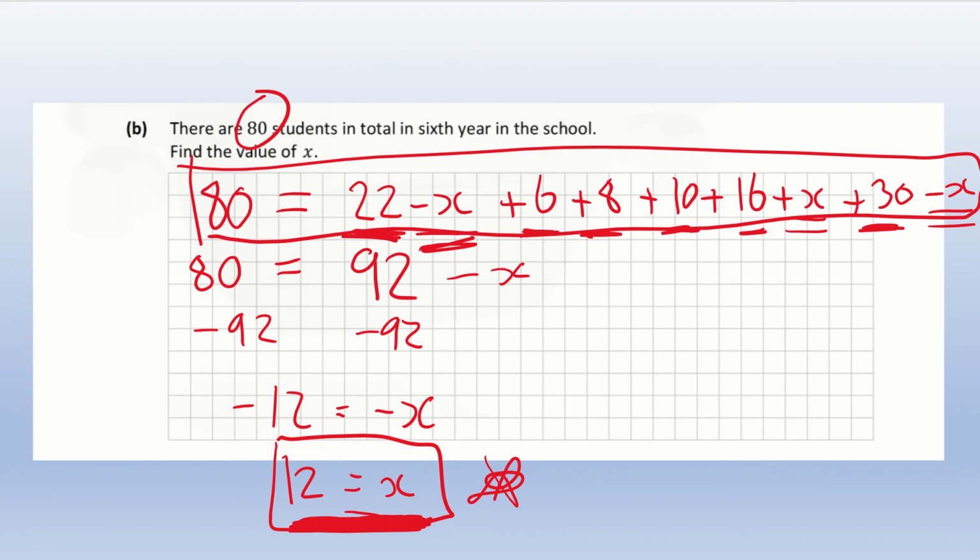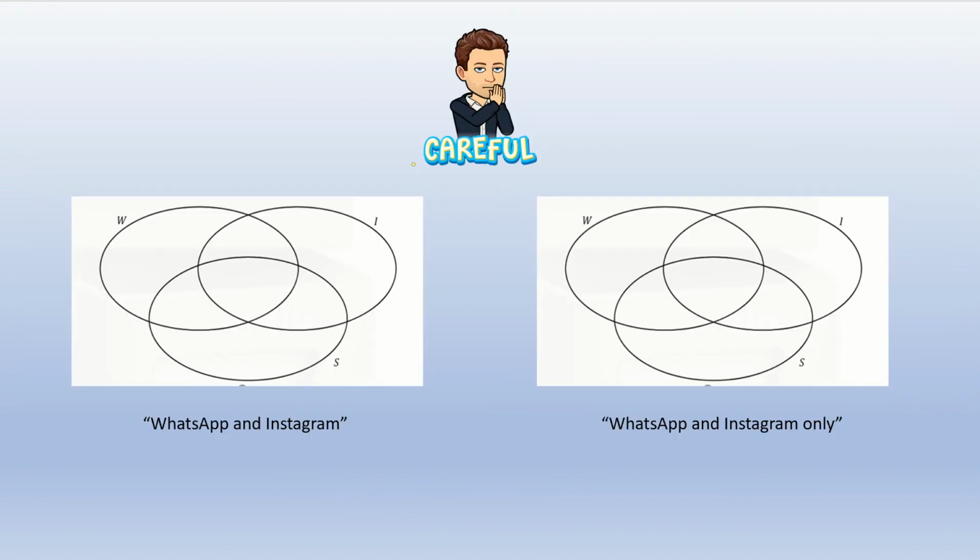Just before we go on to the C part of your question, I'd just like to make a note of some wording that sometimes comes up. If they're talking about WhatsApp and Instagram, that right there is what they're talking about. But if they're talking about WhatsApp and Instagram only, that means it's only WhatsApp and Instagram.